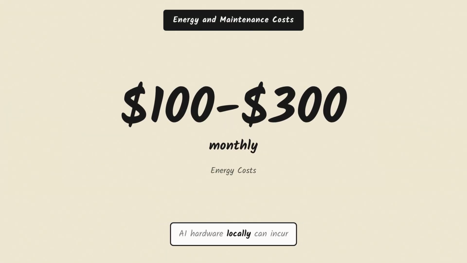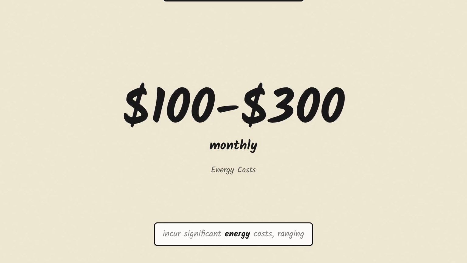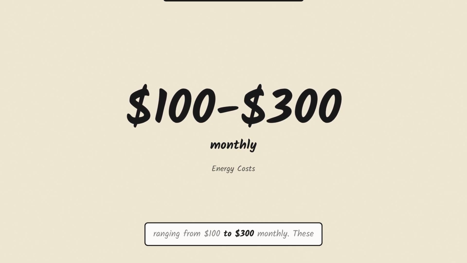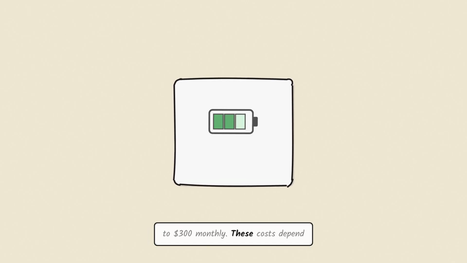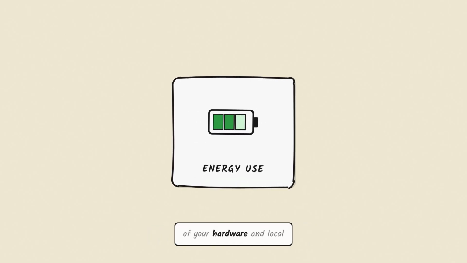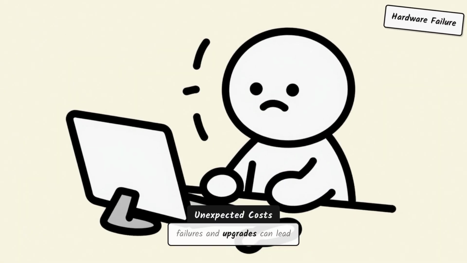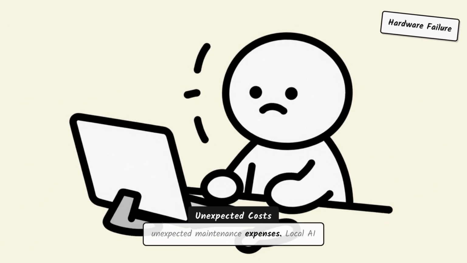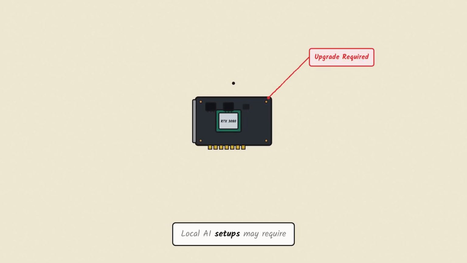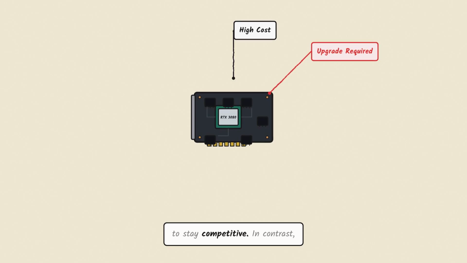Running AI hardware locally can incur significant energy costs, ranging from $100 to $300 monthly. These costs depend on the efficiency of your hardware and local electricity rates. Hardware failures and upgrades can lead to unexpected maintenance expenses. Local AI setups may require frequent upgrades to stay competitive.